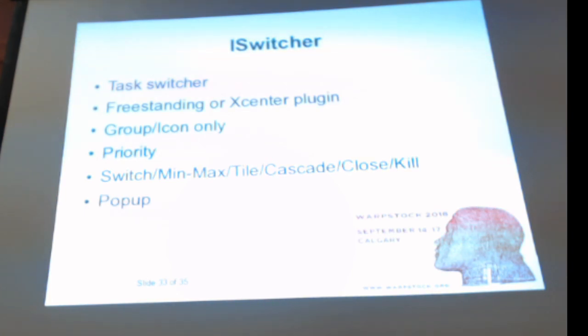You can group the icons together. That means if I have six different 4OS2 windows open, they're all stacked on top of each other, not strung out along the bar, and I can just click on it and it'll give me the list of all six of them, and I can pick the one I want if I can figure out which one it is. You can set priority. It does everything that the Windows switcher does in OS/2: max, min, tile, cascade, close, kill, and things the Windows one doesn't do too.